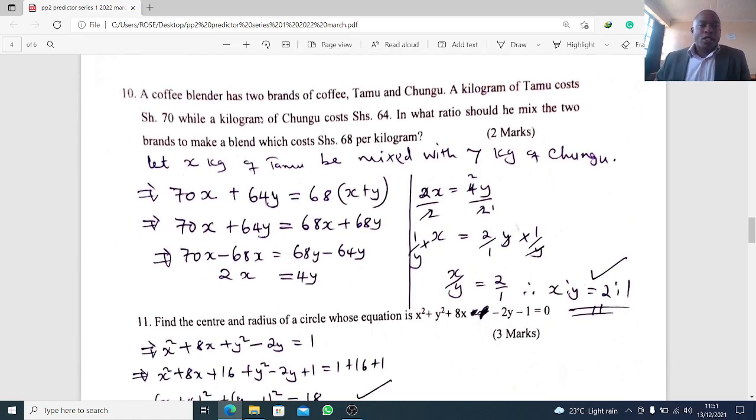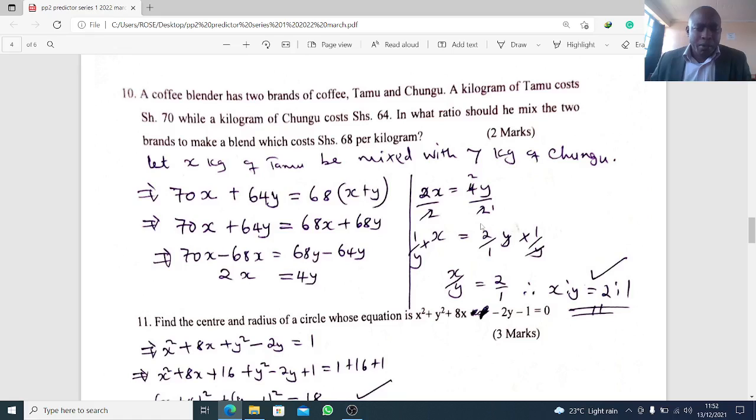A coffee blender has 2 brands of coffee, Tamu and Chungu. A kilogram of Tamu costs 70 shillings, while a kilogram of Chungu costs 64 shillings. In what ratio should he mix the 2 brands to make a blend which costs 68 shillings per kilogram?